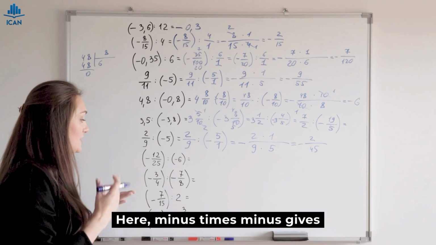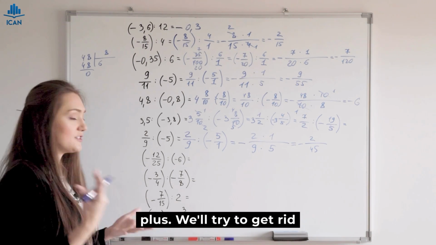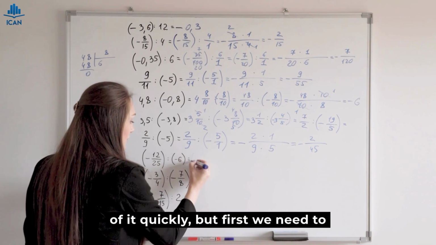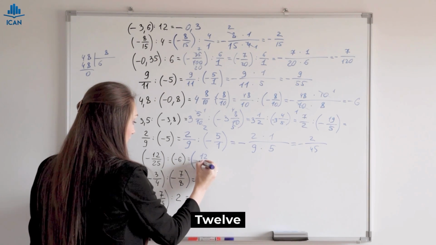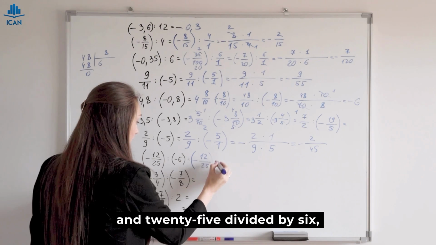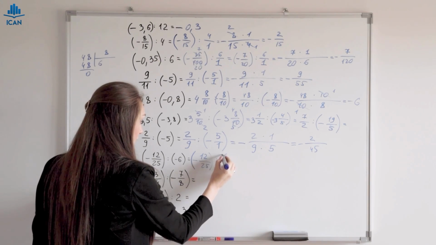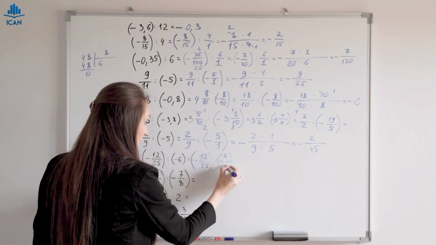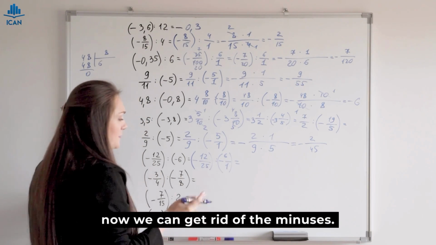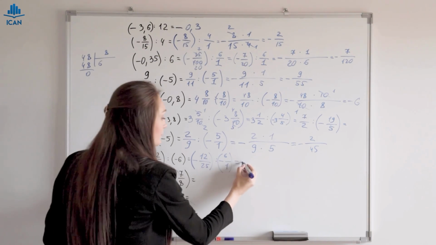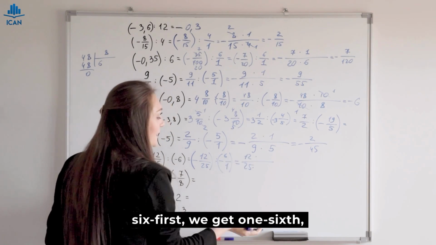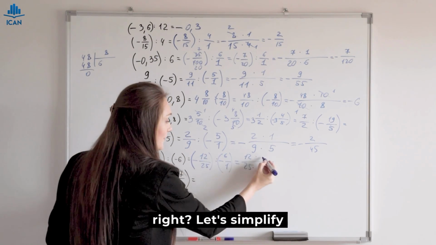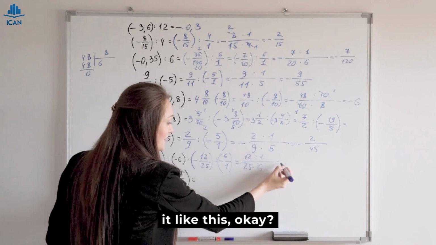Here, minus times minus gives plus. We'll try to get rid of it quickly, but first we need to convert the whole part to a fraction. 12 and 25 divided by 6, like this. First. Good. Now we can get rid of the minuses. And we write 12/25, flip the fraction 6 first, we get 1/6, right? Let's simplify it like this, okay?